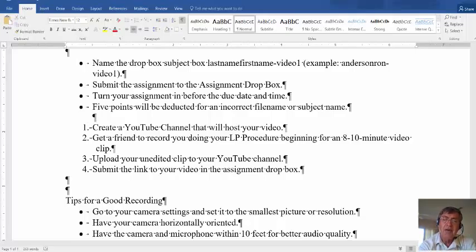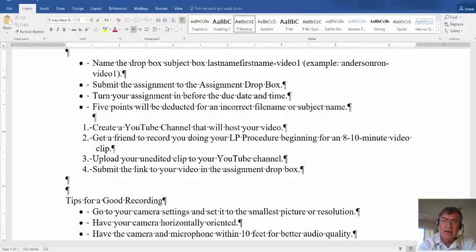Believe me. Okay. Submit the link to your video in the assignment Dropbox, and then I'll look at it from there. Of course, you can send me a link anytime before it's due, and I can tell you if it's correct or incorrect, and how to make it better.